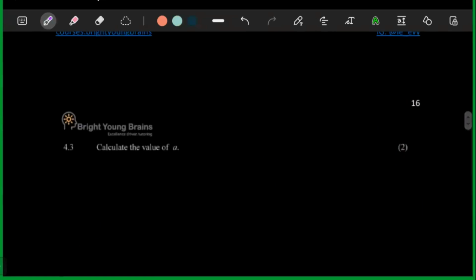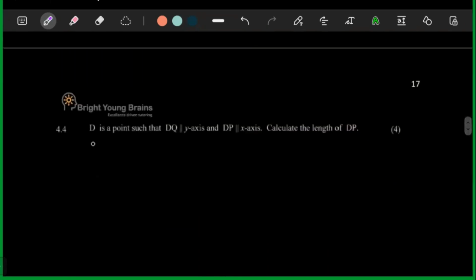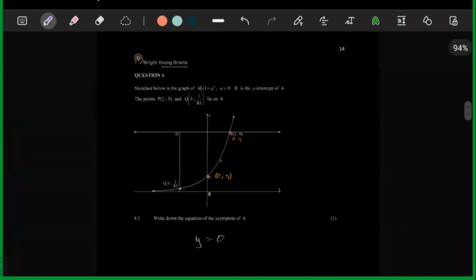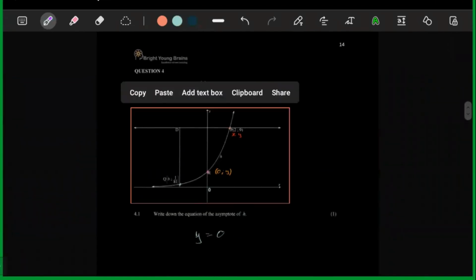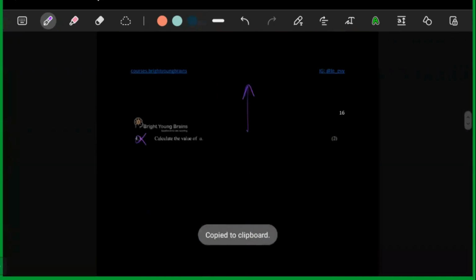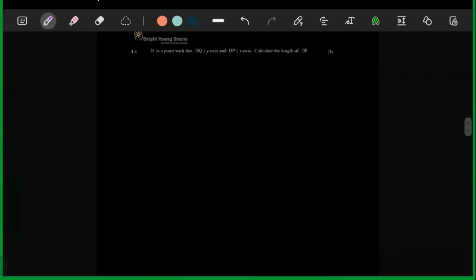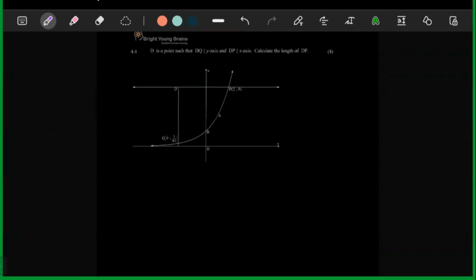4.4, calculate the value of a again. No, 4.3, it looks like it came out twice. Oopsie, it was done in the previous question maybe. So 4.4 says D is a point such that DQ is parallel to the y-axis and DP is parallel to the x-axis. Calculate the length of DP. We need the sketch here, and we obviously need to read the question again, like literally. It's a 4-mark question, so don't underestimate it either.